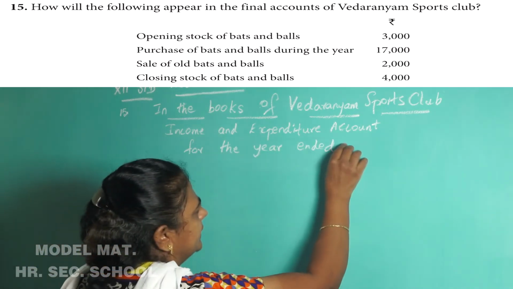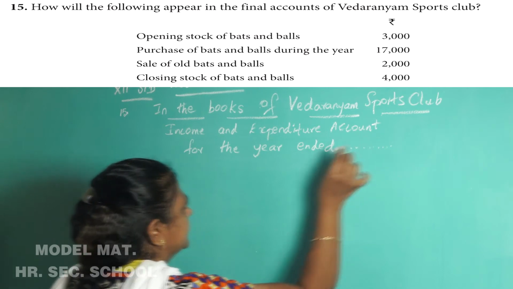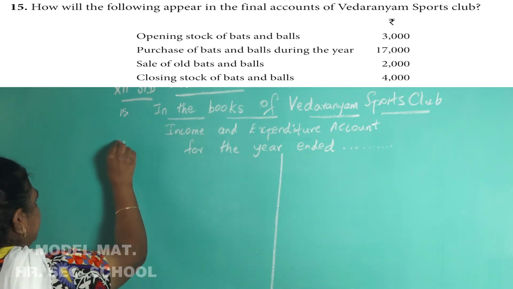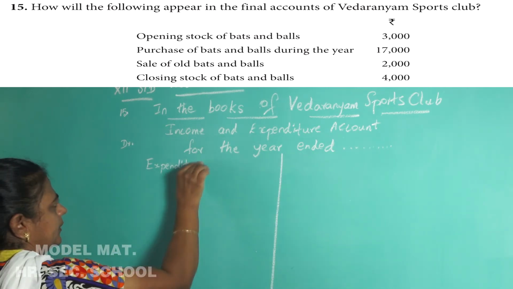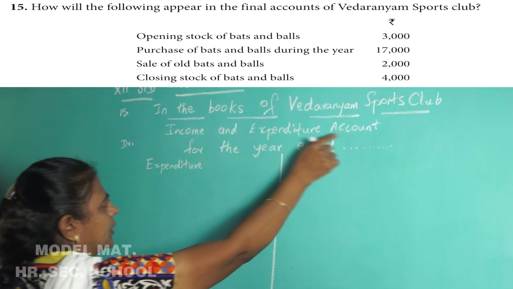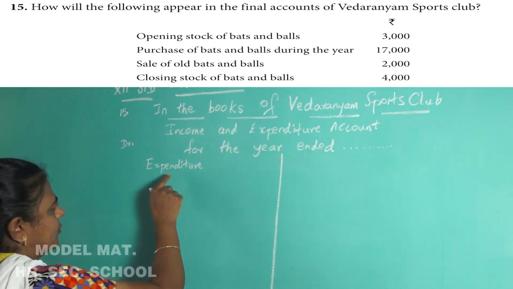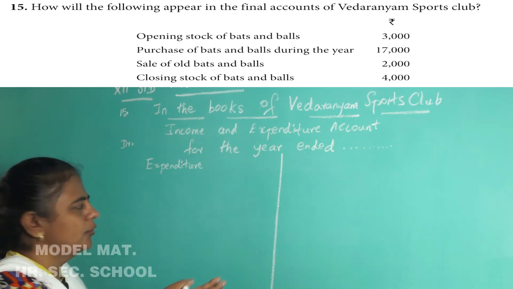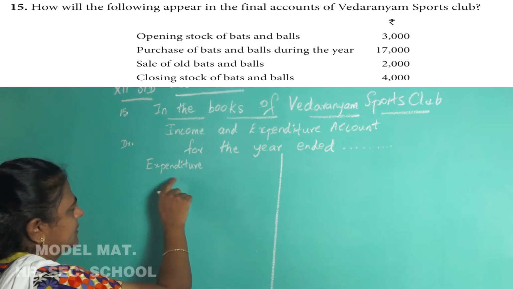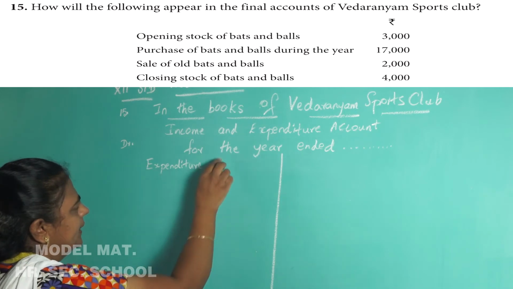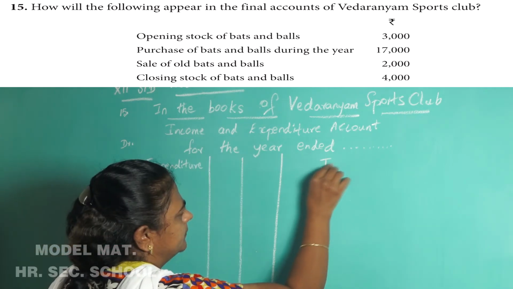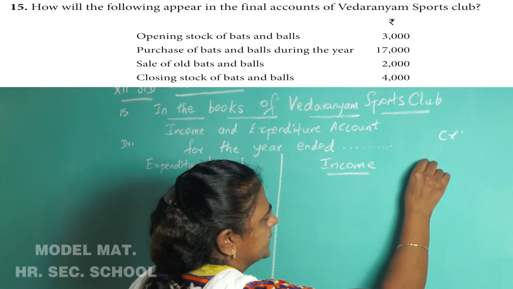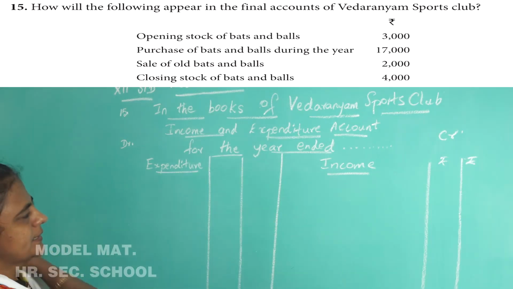Date is not given, so just put dotted lines. Debit side, expenditure. We say income and expenditure account, but when you are writing, you have to start with the expenditure. Why? Debit all expenses. What is the golden rule? Debit all expenses. So, put expenditure on the debit side. Income, credit side.